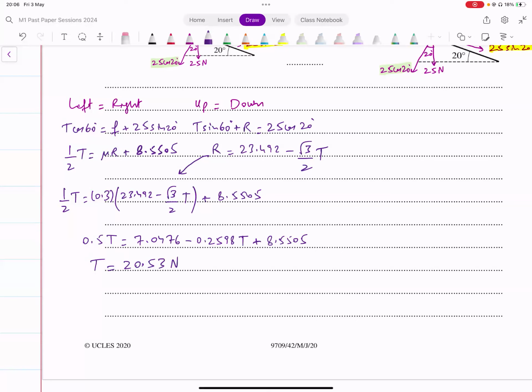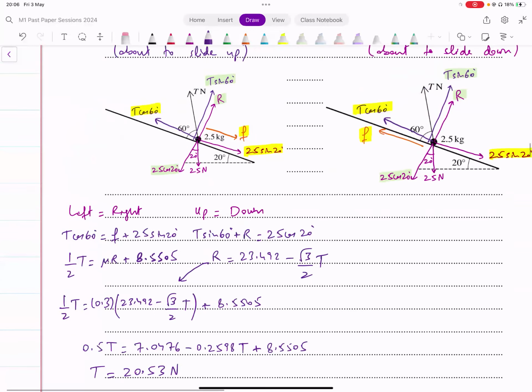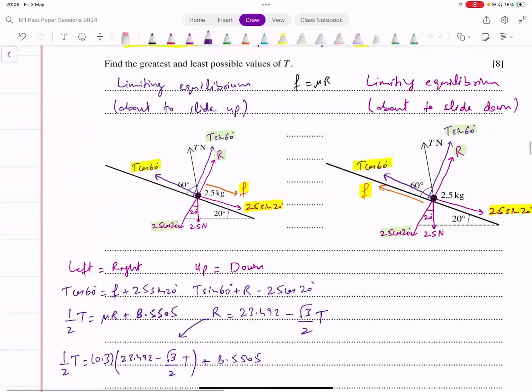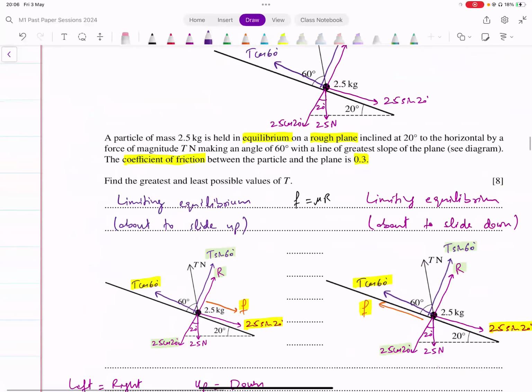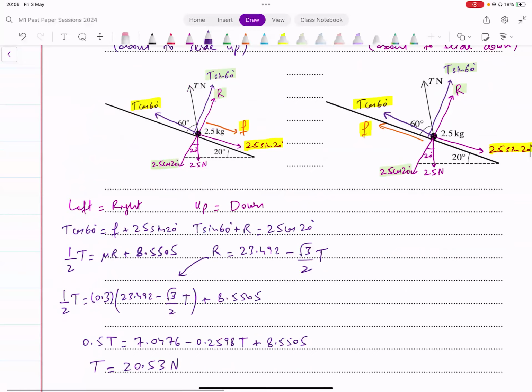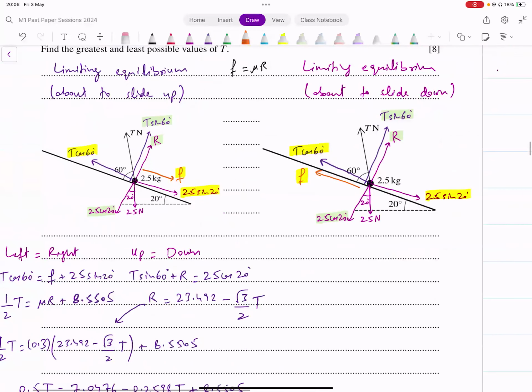Can somebody confirm this calculation as well? Is that what you get? Yes, sir. Okay, that's the first thing. This is going to be either the least value or the greatest value. In this case, sliding up, so it's going to be the greatest value. Let's consider the other one as well and see what that turns out to be.